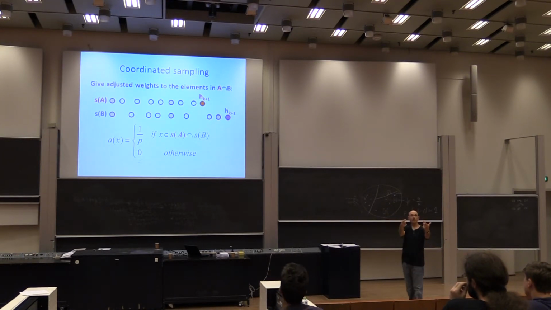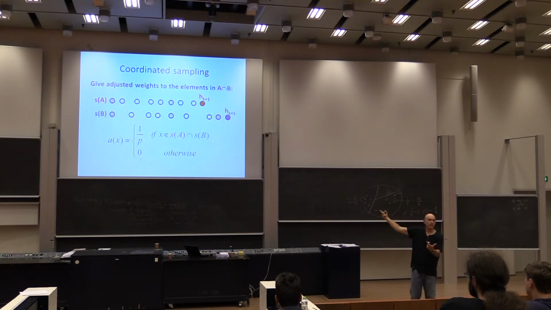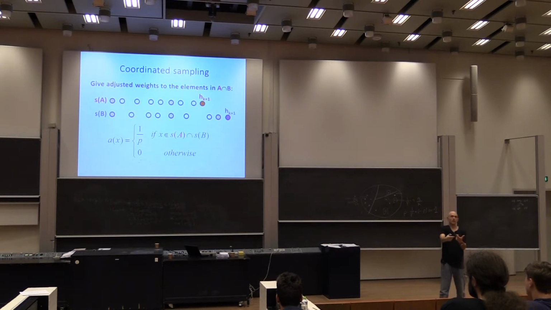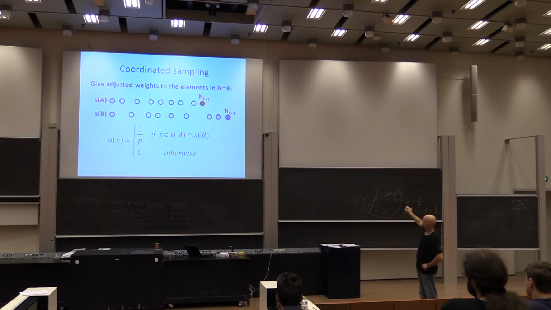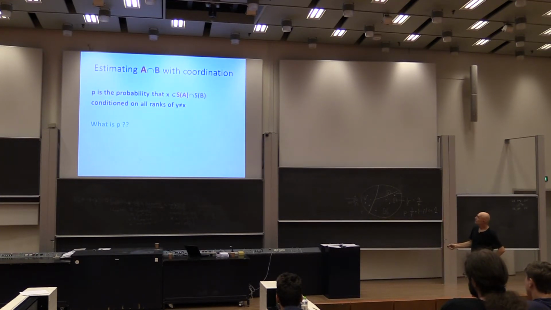If I give you the sketches and you are able to compute the probability that P is in the intersection of the sketches, then you can do that, right? You can give each element in the intersection an adjusted weight of 1 over P, and then you sum the adjusted weights of everybody in the sample, of all the items which are in the intersection and in the sample, and you get an unbiased estimate of the quantity. And so P should be the probability that X is in the intersection of the sketches.